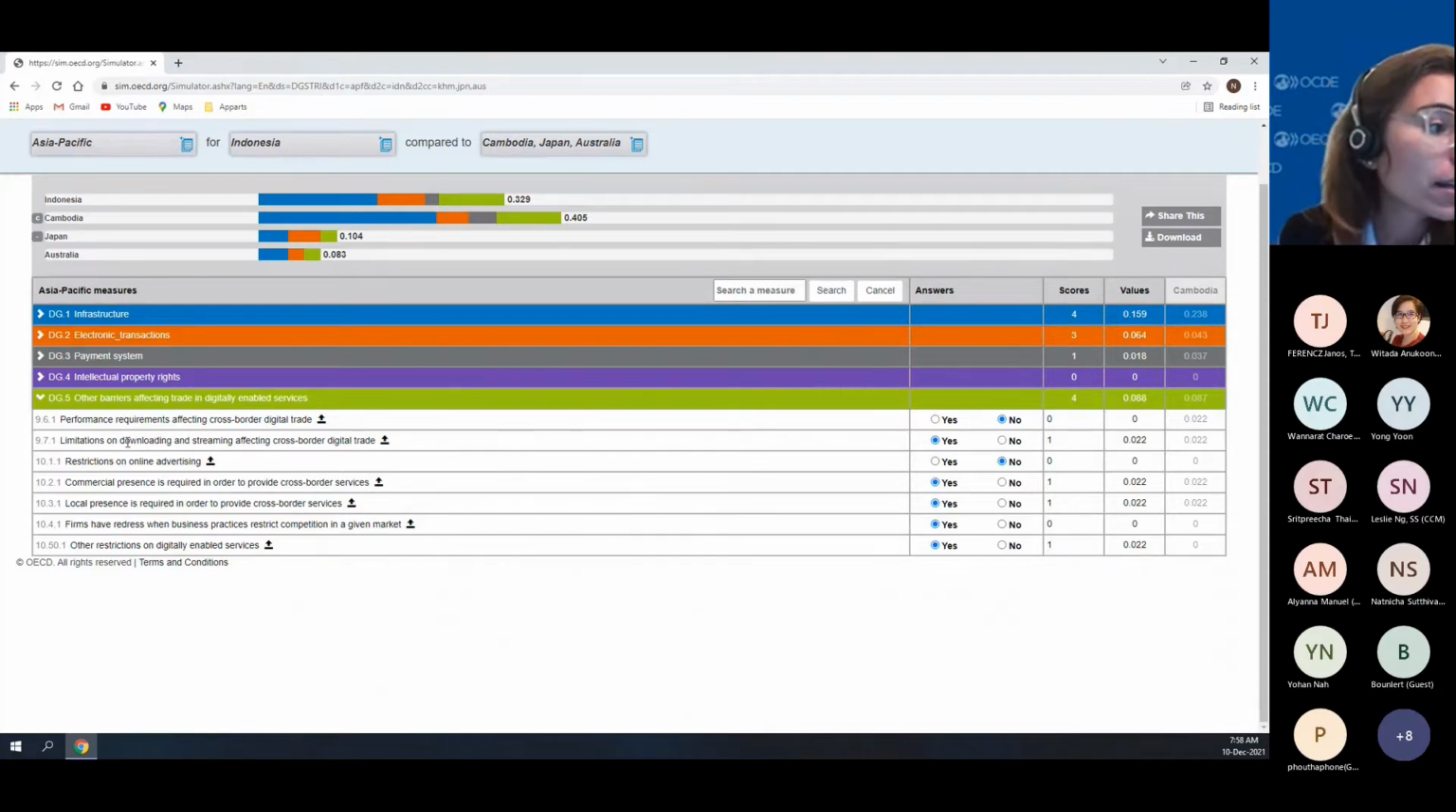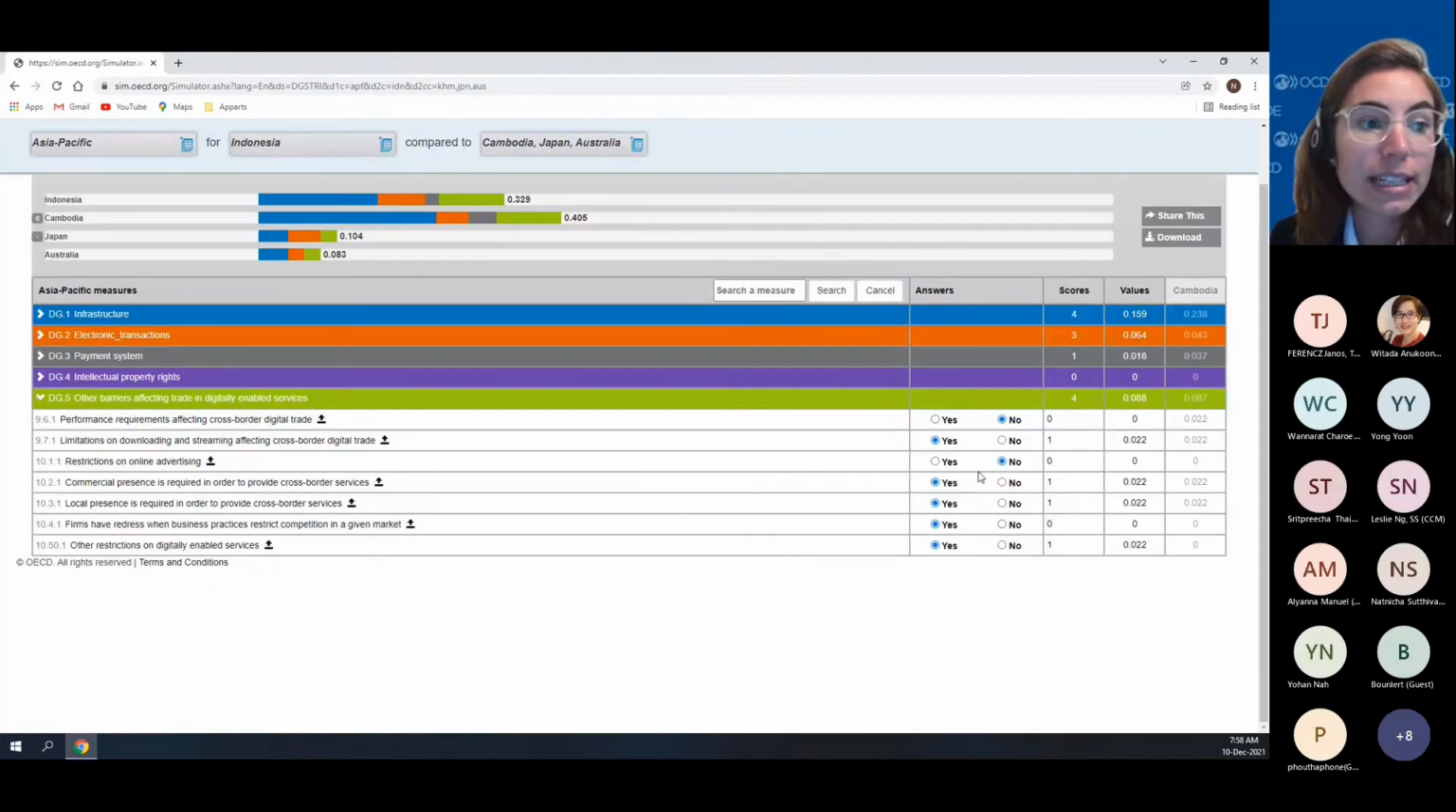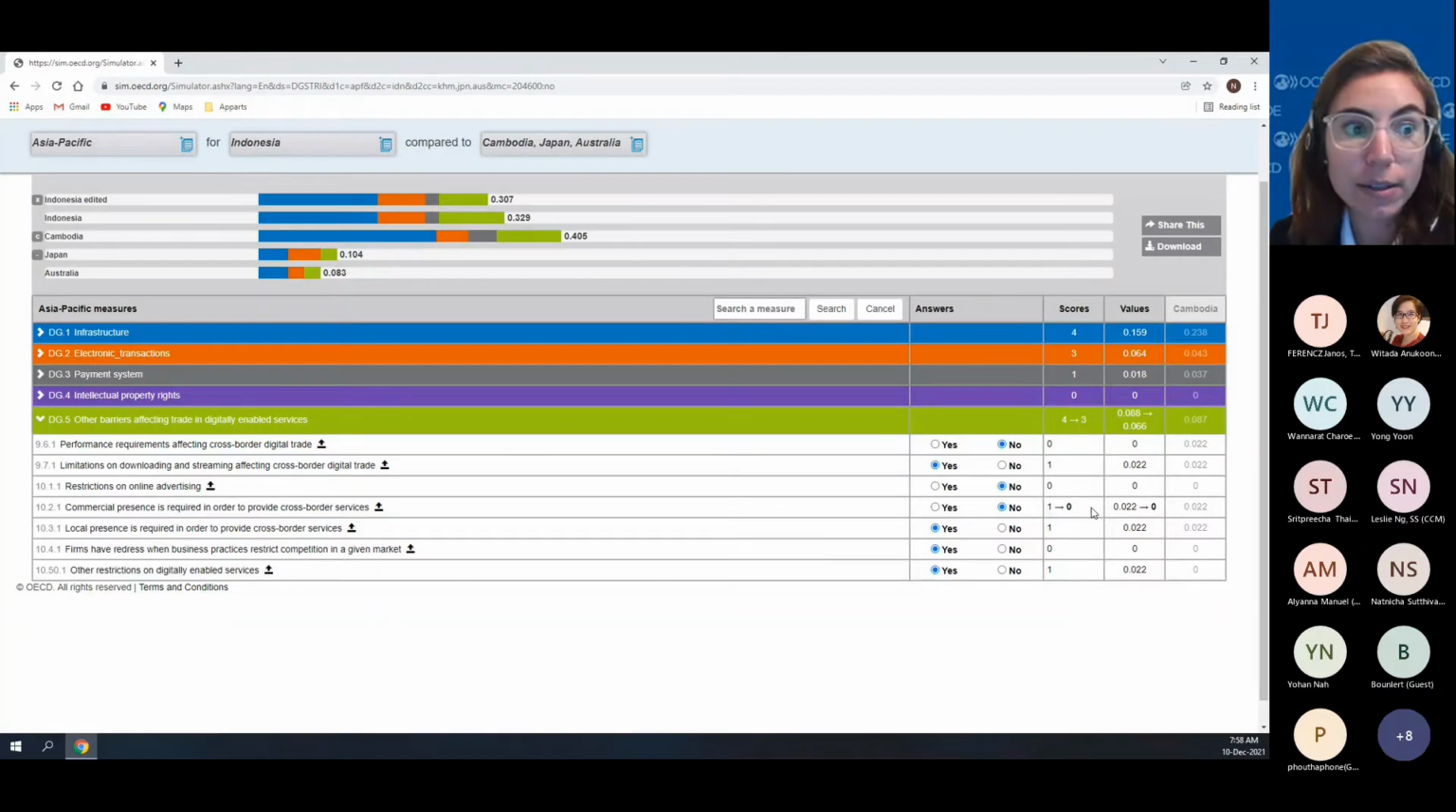So for example, currently there is this commercial presence requirement where all exporters and importers are subject to a specific permit. And to get this permit, it is necessary to have an establishment in the country. That is the commercial presence we are scoring here. And if there is a change, then we change it in the simulator and the score changes. So we actually see what would be the impact of this policy reform in the overall score. So here you can also see what is the score once it has been edited.